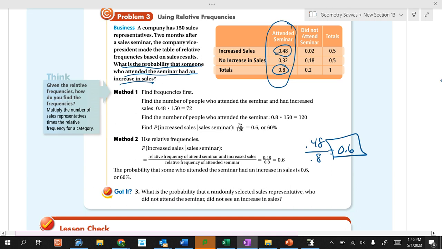Okay. What's the probability the sales representative who did not attend the seminar did not see an increase in sales? So those that did not go to the seminar is 0.2. Did not see an increase in sales is 0.18. So you take 0.18 divided by 0.2. And that's like 0.9. 90% of the people who did not go to the seminar didn't see any increase in sales.